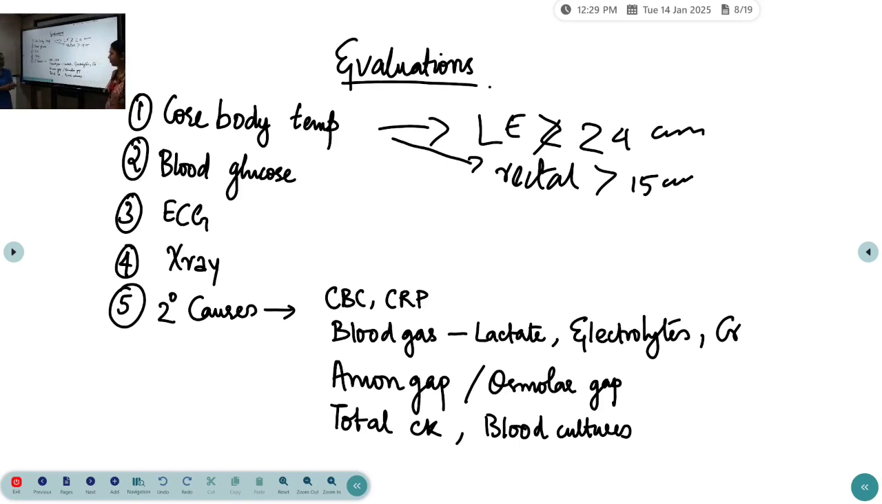As we have told, we will be looking for the CBC, CRP, and the blood gas, to look for the lactate levels, the electrolyte levels, and the creatinine levels in the patient. Then you also have to look at the anion gap, because we know that decay everything can cause it. For toxins, we'll be looking at the osmolar gap. Then to rule out rhabdo, we'll be looking for the total CK, and if you are suspecting any sepsis, shock, anything, we'll also be sending the blood cultures of the patient. So these are the important evaluations to be done if the patient presents in hypothermia. And complications of hypothermia, like DIC, are expected. So you need to look for the fibrinogen, the PT/INR, APTT and all these things.